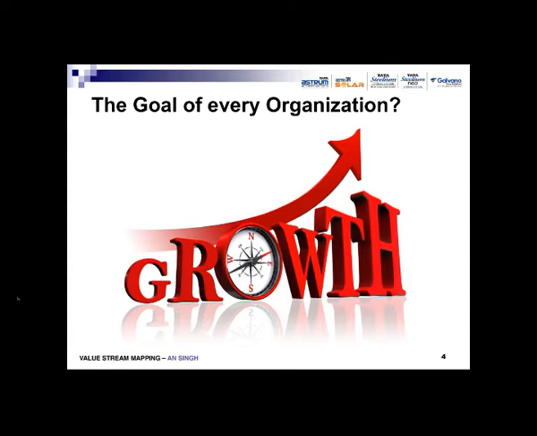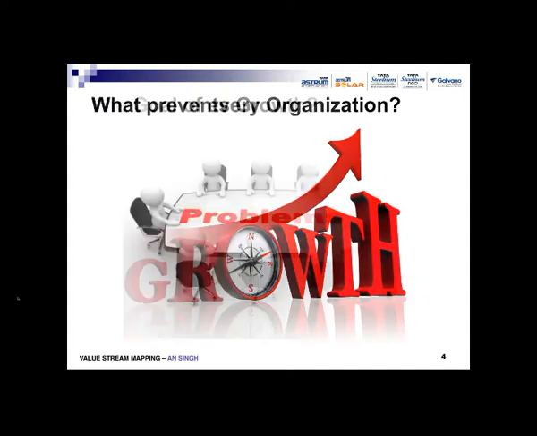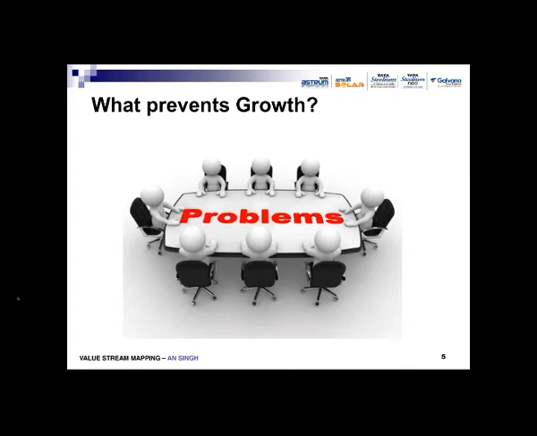Okay, friends. The goal of the organization is growth, where profit is one of the subsets. So now we have to find out what prevents the growth of any organization. That is the problems. There are several problems, visible and invisible. Most of them are invisible. They are preventing us from making comprehensive growth of the organization. So unless these problems are identified and resolved, there cannot be growth of the organization.